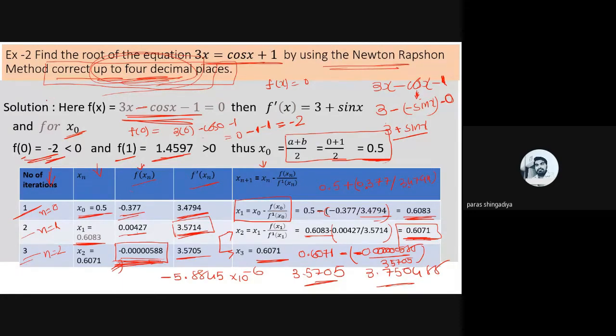Is it clear to all? Have you any query, any doubt in this example? Yes, hello, am I audible? Have you any query, any doubt? No, sir.